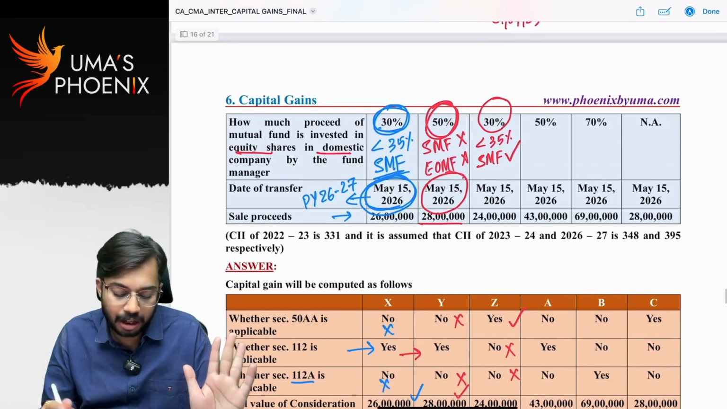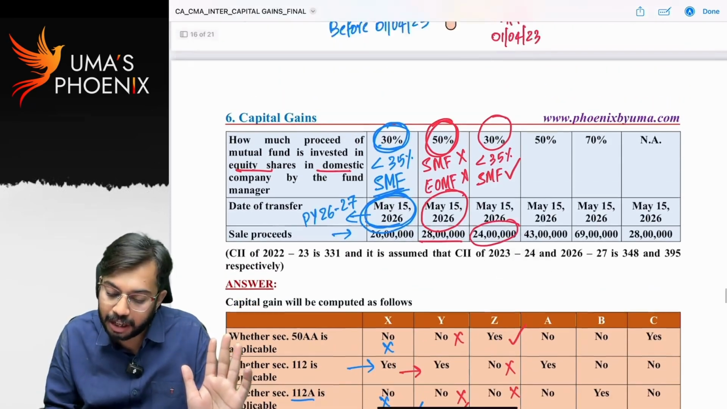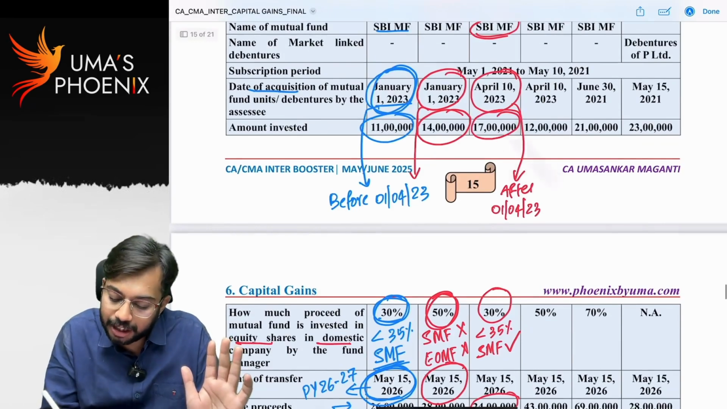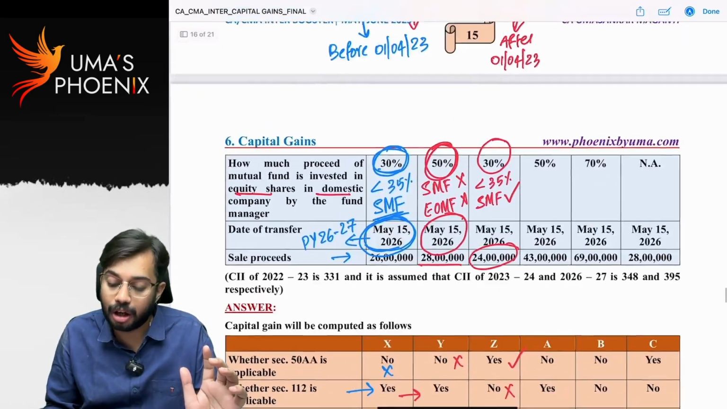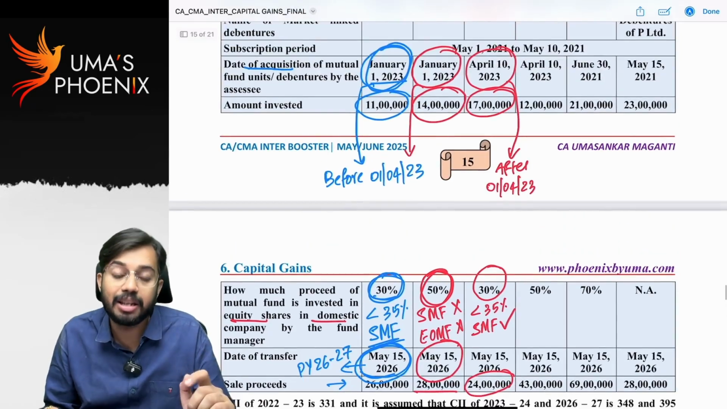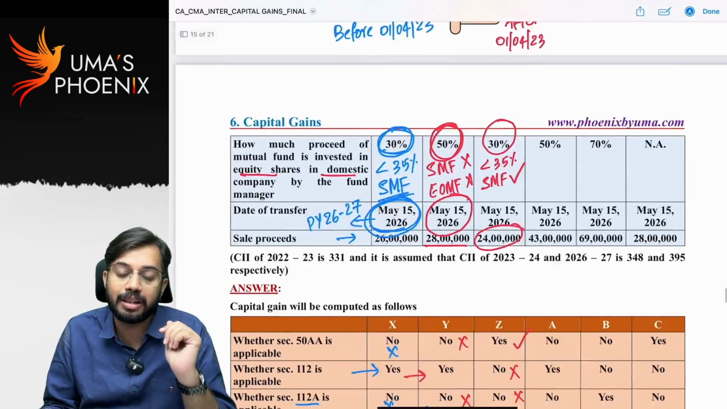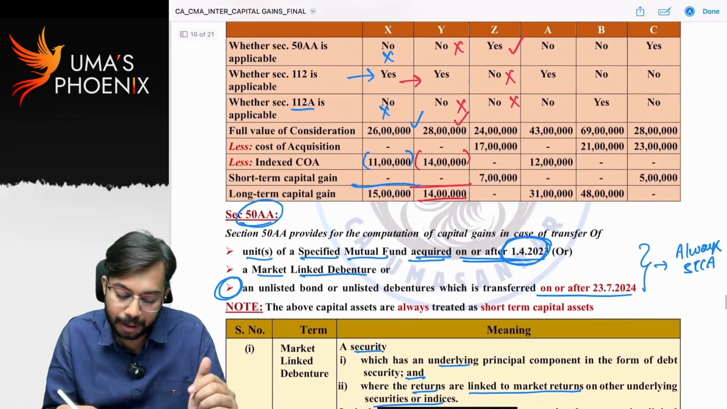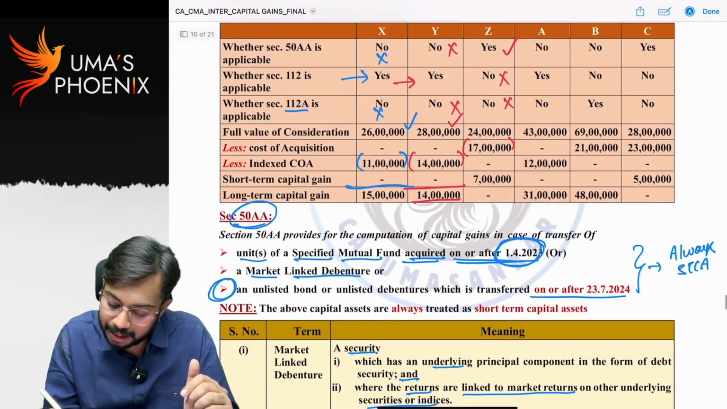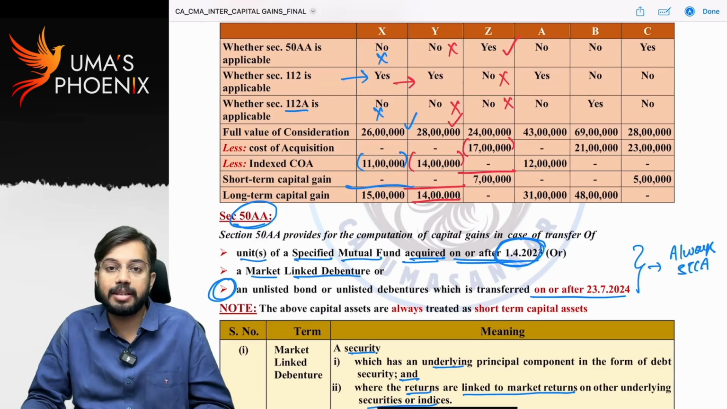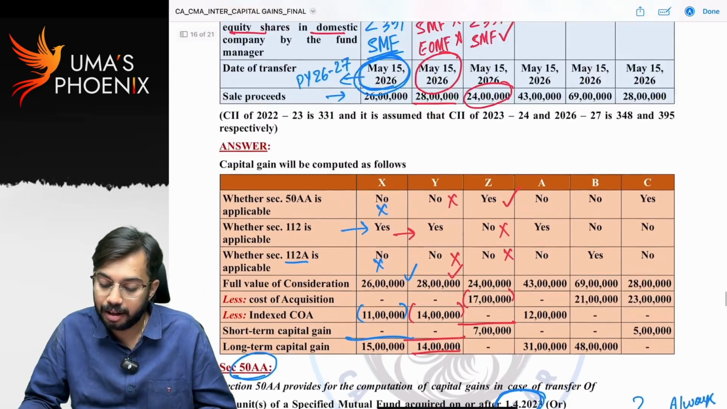So in case of short-term capital asset, sale consideration 24 lakhs. Cost of acquisition 17 lakhs. 24 minus 17, how much? 7 lakhs is short-term capital gain. So 24 lakhs minus 17 lakhs, 7 lakhs will be considered as short-term capital gain.